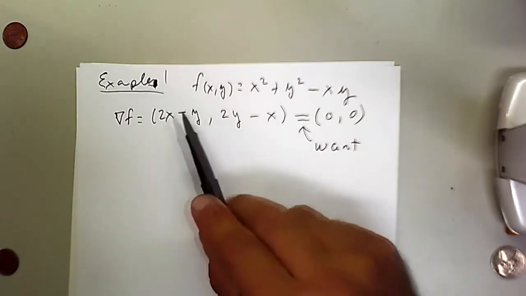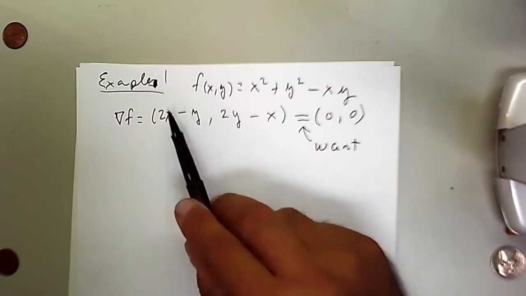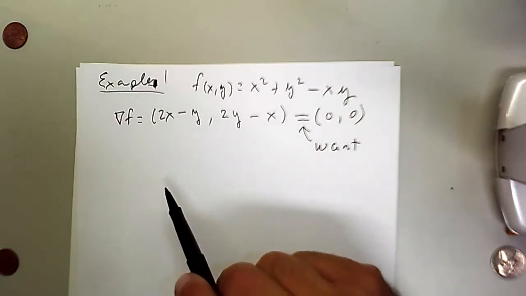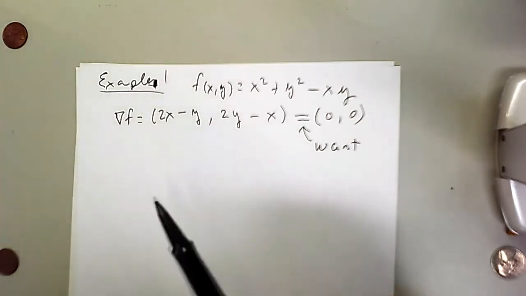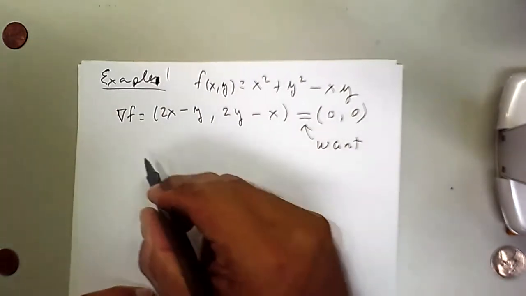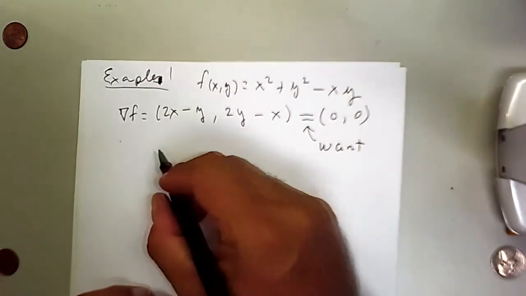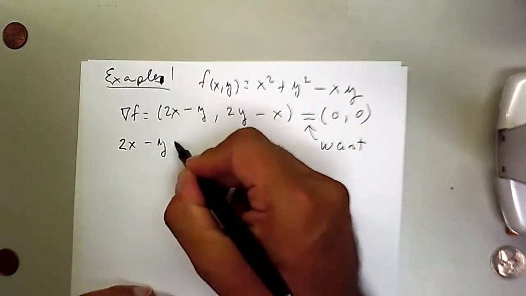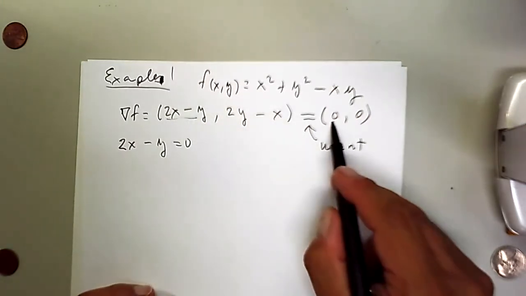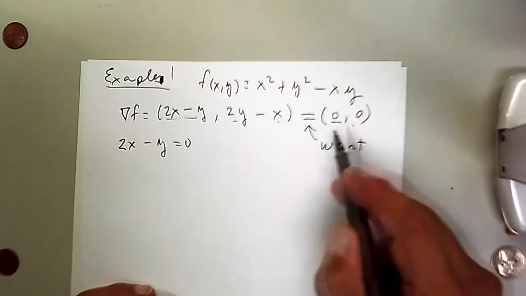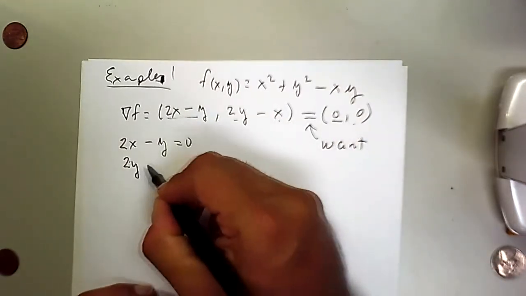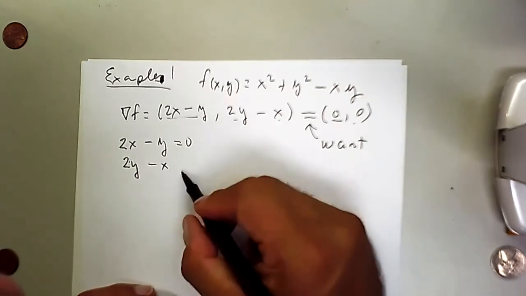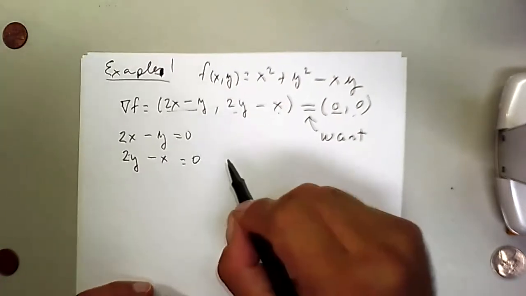So if x is equal to y and both positive, it looks like we end up with the same: the gradient is the same as the point. Anyway, I'm going on a tangent here. So we can set the system of equations: 2x minus y is equal to 0, because the first coordinate has to be equal to the first coordinate. Second coordinate has to be equal to the second coordinate: 2y minus x is equal to 0.